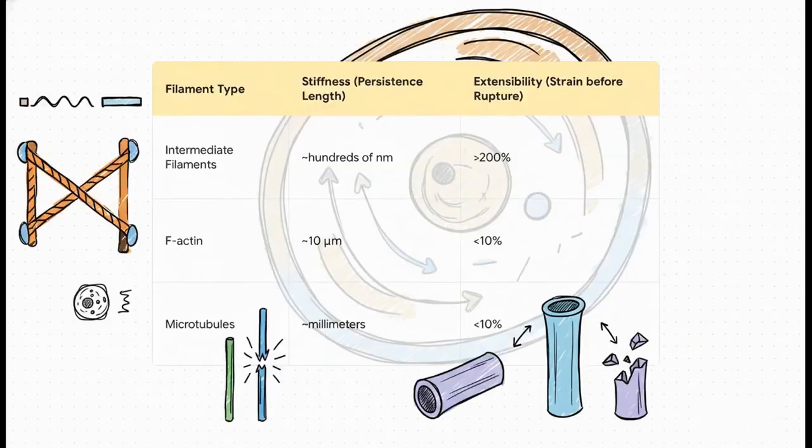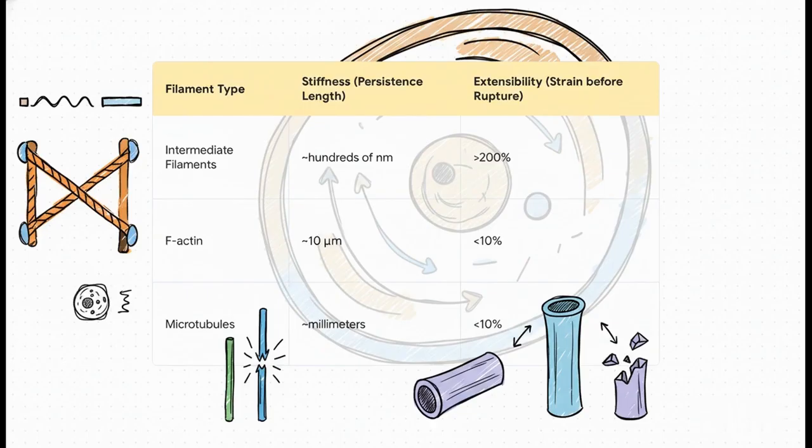And just look at the specs on these materials. It's wild. The microtubules are literally millions of times stiffer than the intermediate filaments. But then, check out how far they can stretch. Those ropes, the intermediate filaments, can stretch to more than double their length before they even think about snapping. The others are much more brittle. So you get this perfect combination of rigid bones for support and super stretchy ropes for toughness.